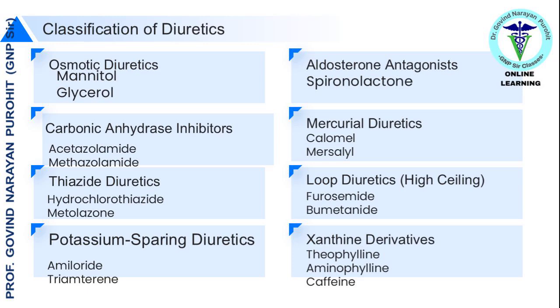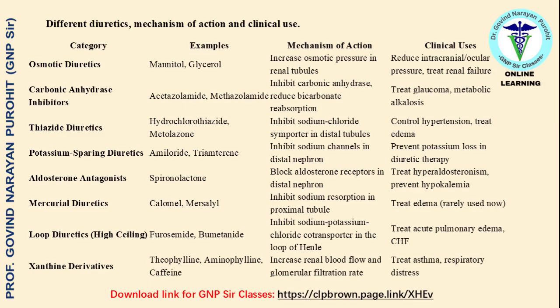7. Loop diuretics, high ceiling, examples furosemide, bumetanide, torsemide, and others. 8. Xanthine derivatives, examples theophylline, aminophylline, and caffeine. The category of diuretics, their examples, mechanism of action, and clinical uses are shown in the table.